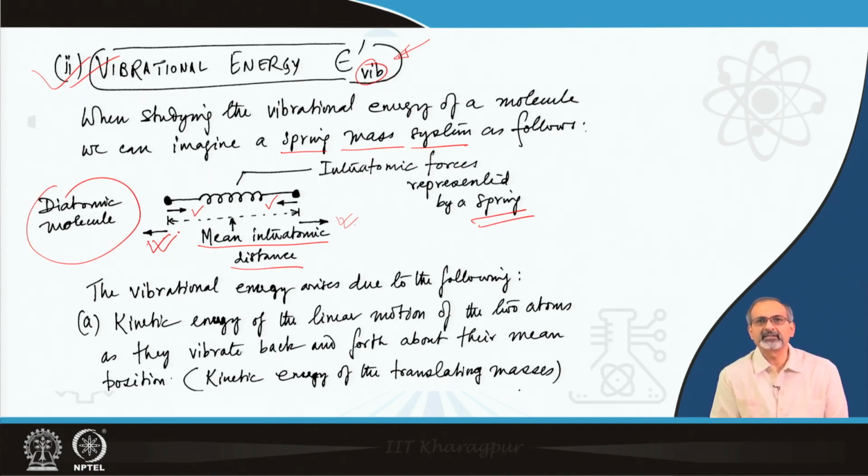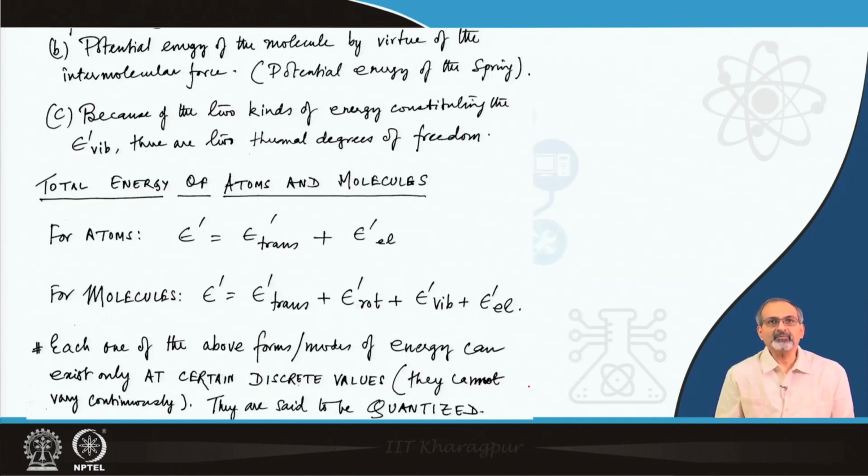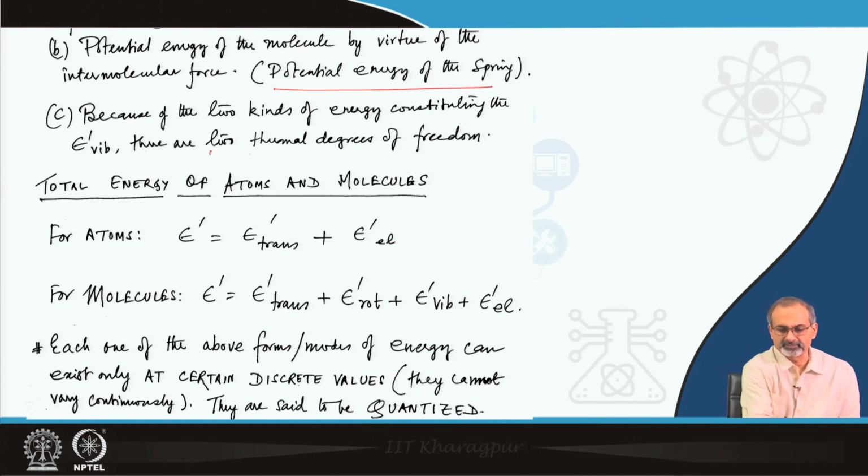And the vibrational energy arises due to the following forms of energy which lie embedded, that is the kinetic energy of the linear motion of the 2 atoms as they vibrate back and forth about their mean position. So, it is like kinetic energy of the translating masses if you look at its macroscopic mechanical counterpart, and also the potential energy of the molecule by virtue of the intermolecular force, which is like potential energy of the spring in a spring mass system. Now, because of the 2 kinds of energy constituting the epsilon dash vibrational, there are 2 thermal degrees of freedom.